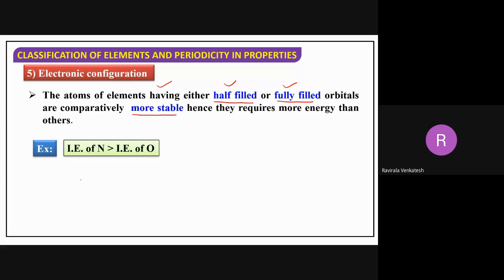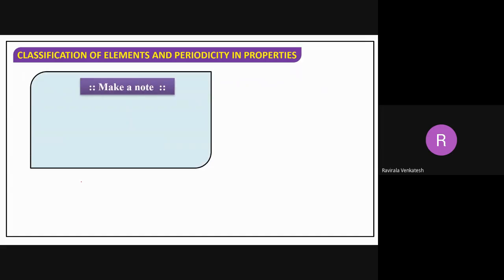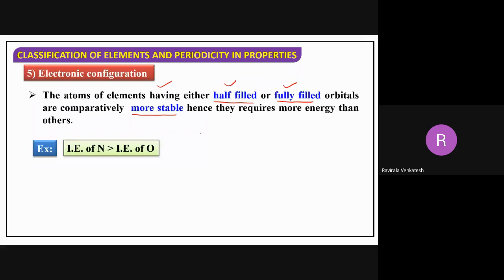For example, I will take nitrogen. I am writing nitrogen here and oxygen here. All of you, note down this one also. Shall I write? Last configuration means from 2s to 2p. Correct or not? 2p3.